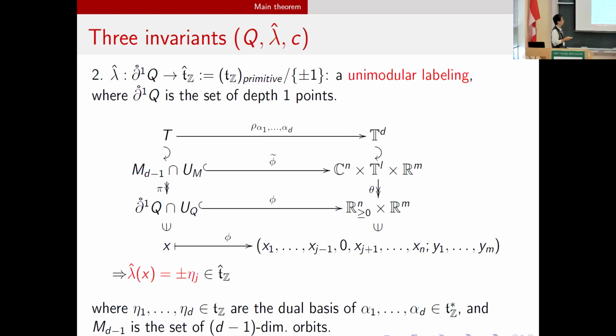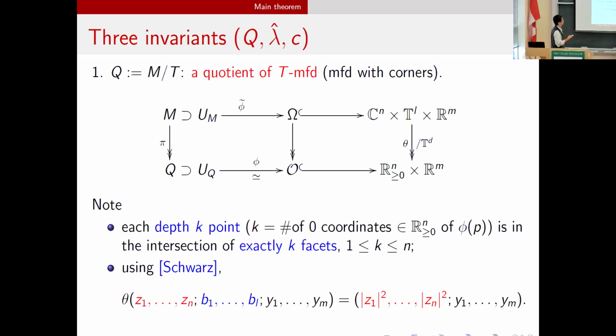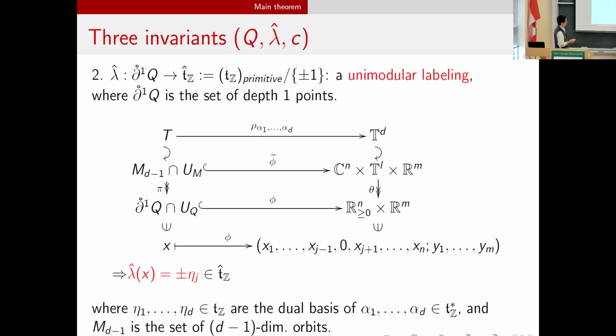Thanks for that question. The inverse image is 0 cross T^L. That's right. Yes, 0 cross T^L. Thank you very much. Yes, it's correct.